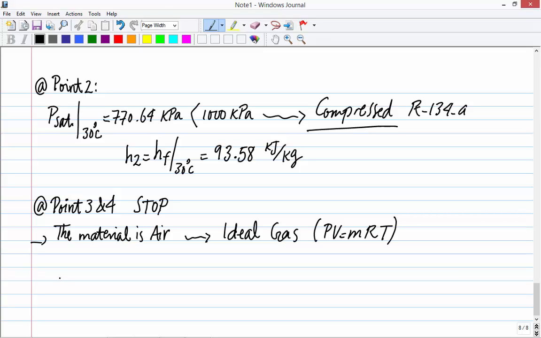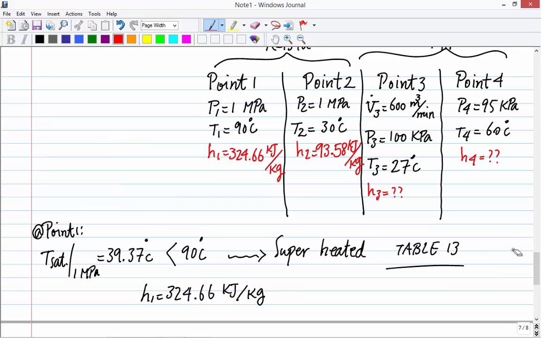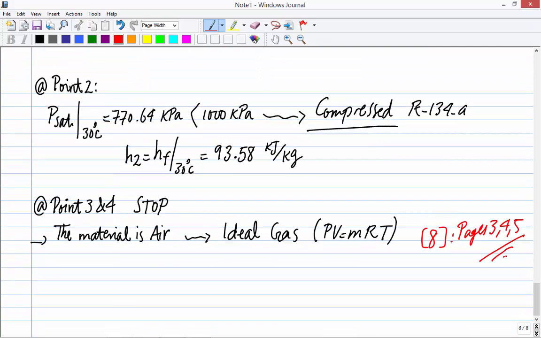Please take a look at pages 3, 4, and 5 in this lecture note, number 8, and then you'll see that we can say h3 minus h4 per mass. It's little h, it's per mass. It equals Cp, the heat capacity at constant pressure, times the temperature difference.